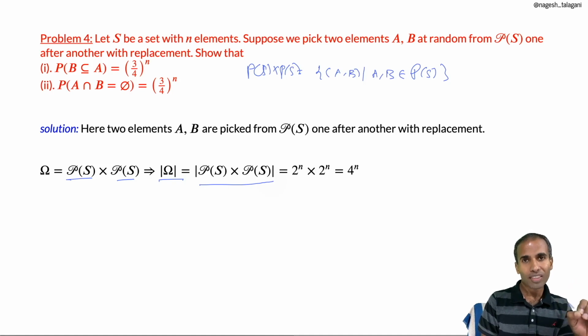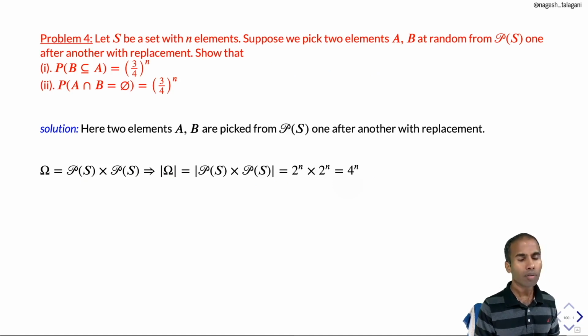The power set of S is the set consisting of subsets of S. Okay, so the number of elements in the power set of S cross the power set of S is going to be 2^n times 2^n, which is 4^n. So here the size of the sample space is 4^n.